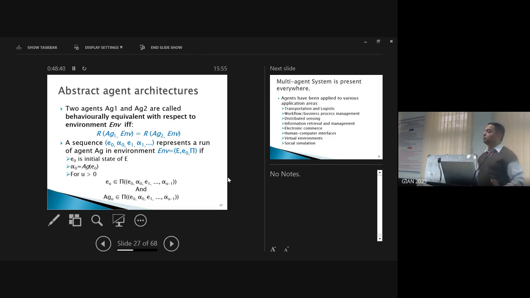So you can call ontology a framework for knowledge base. Framework for knowledge base. But it is not a framework for the agent. It is a framework for the knowledge base.